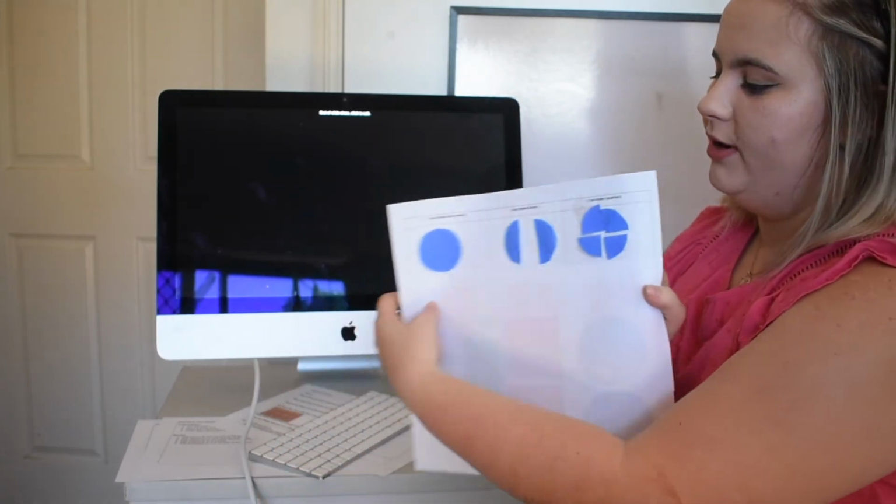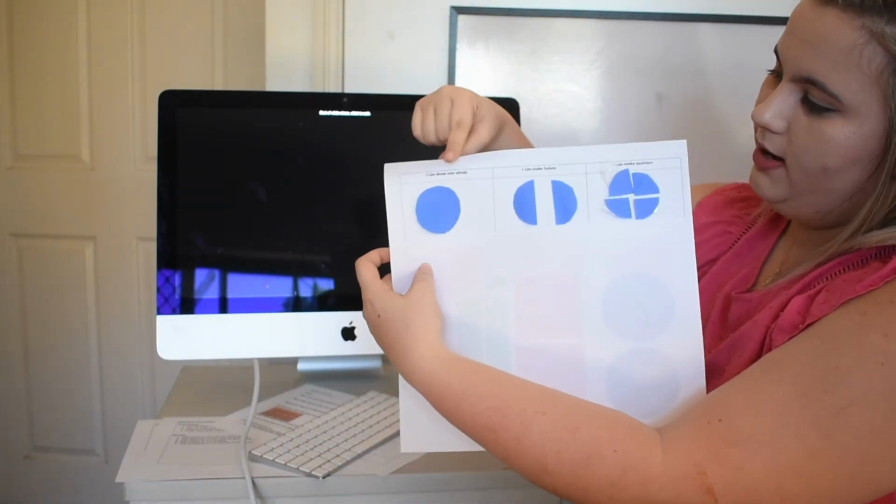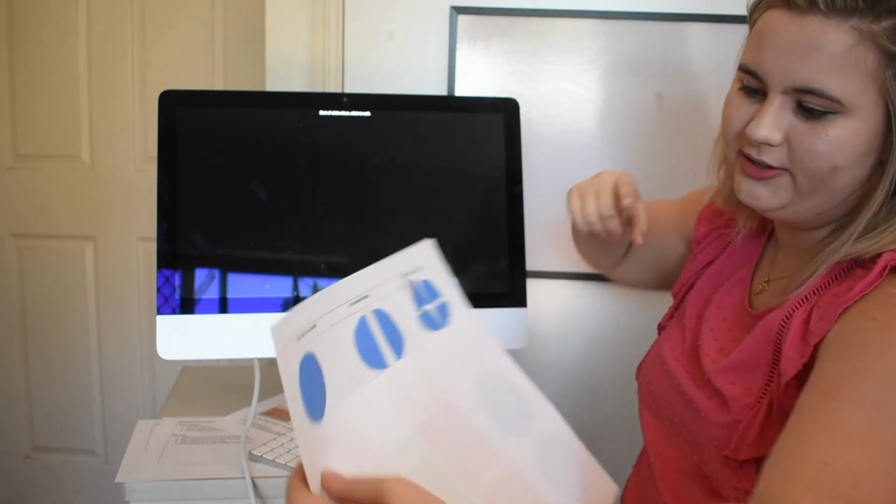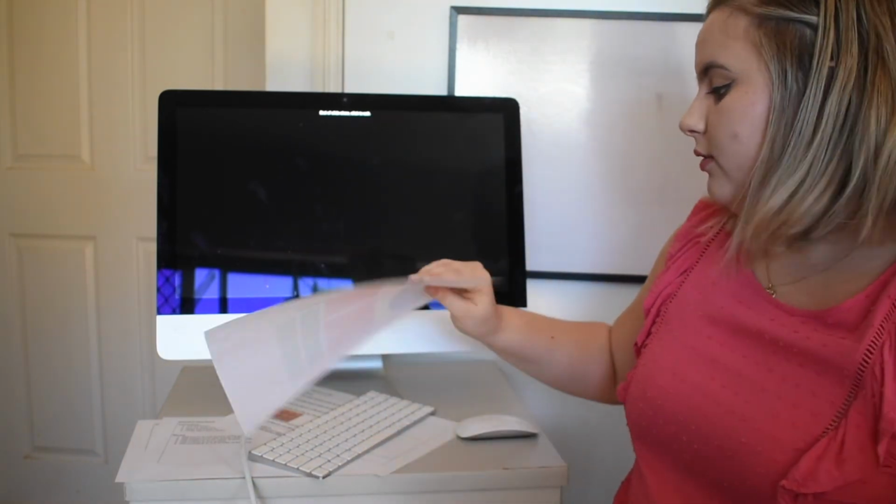Good, so the top row should now start to look like this. We've got 1 whole circle, we've got 2 halves, and we've got 4 quarters. Now, I want you to do the rest with the square and the rectangle. And once you're done, I want you to hold up your paper.